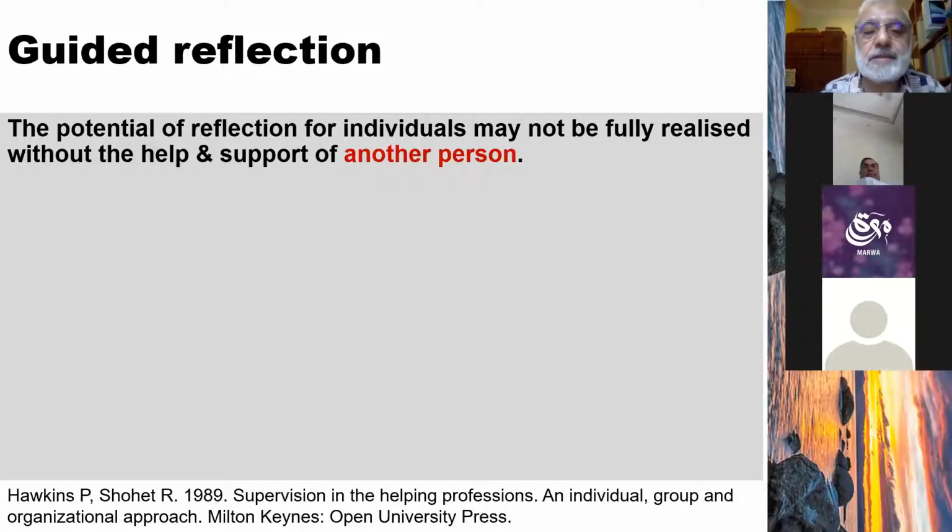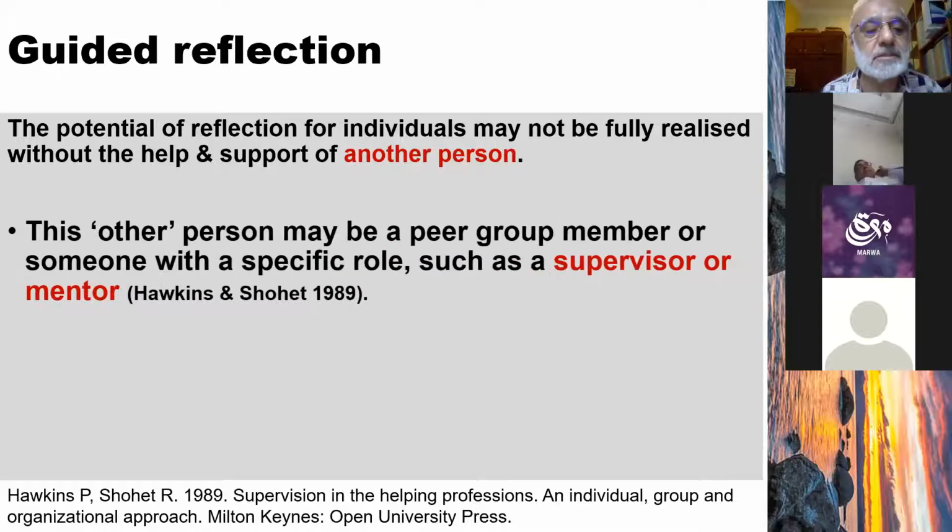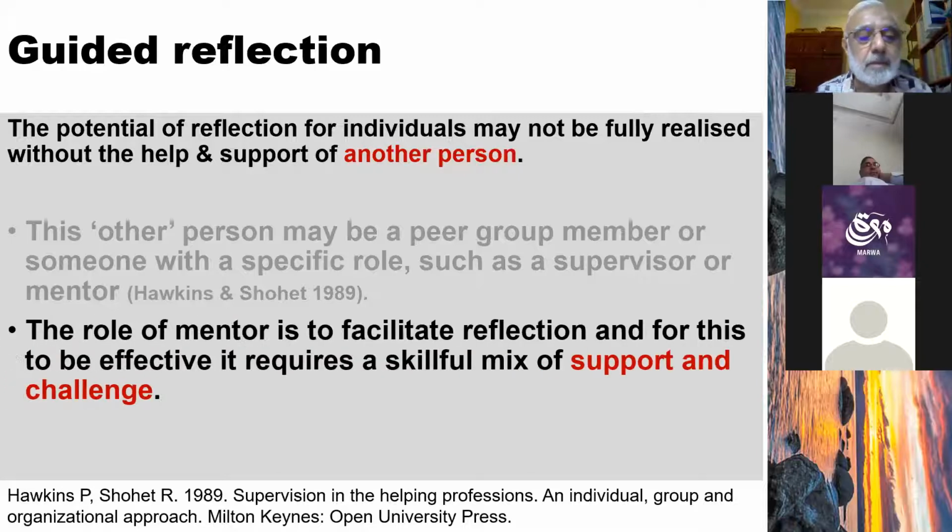The potential of reflection for individuals may not be fully realized without the help and support of another person. And who is this other person? This other person may be a peer group member, or someone with a specific role, such as a supervisor or a mentor. The role of the mentor is to facilitate reflection, and for this to be effective, it requires a skillful mix of support and challenge. That means that the mentors should be trained how to help students to reflect.